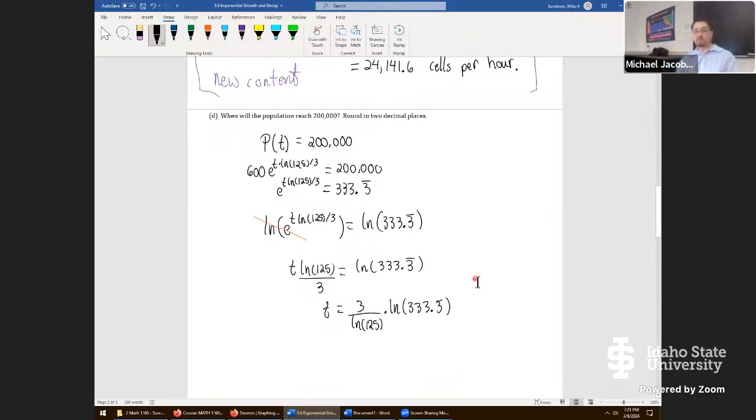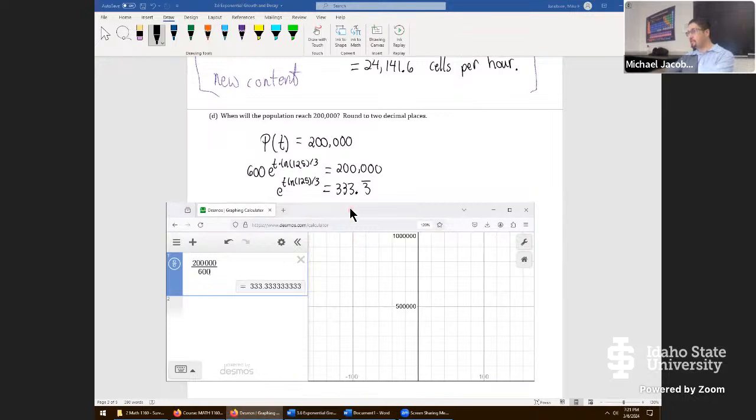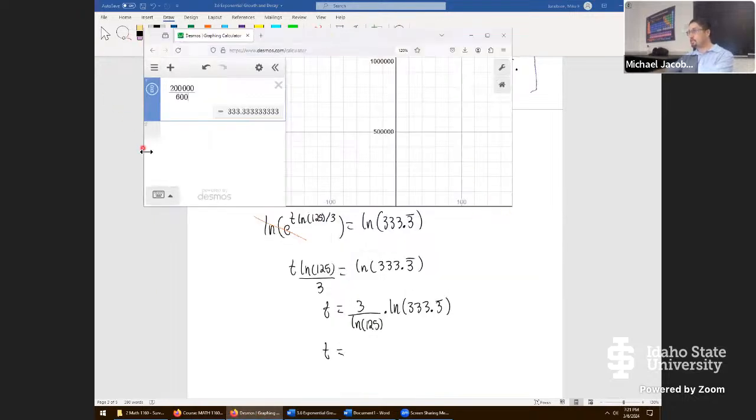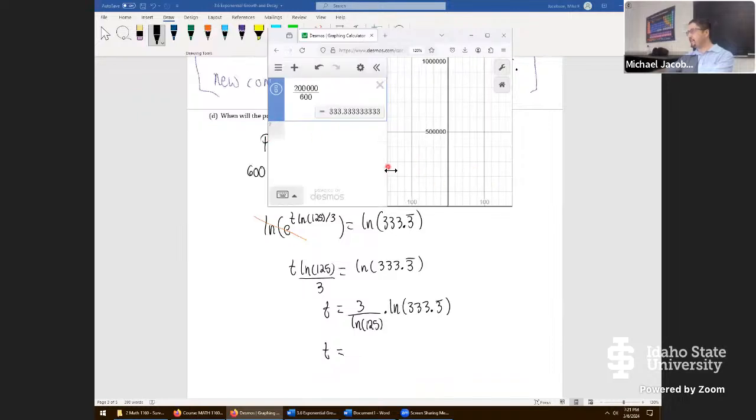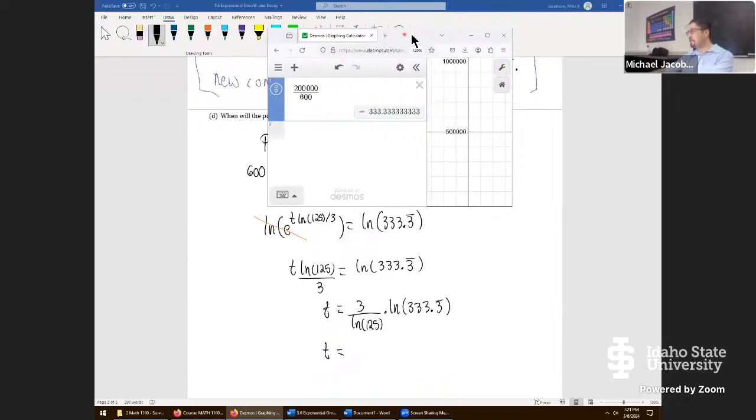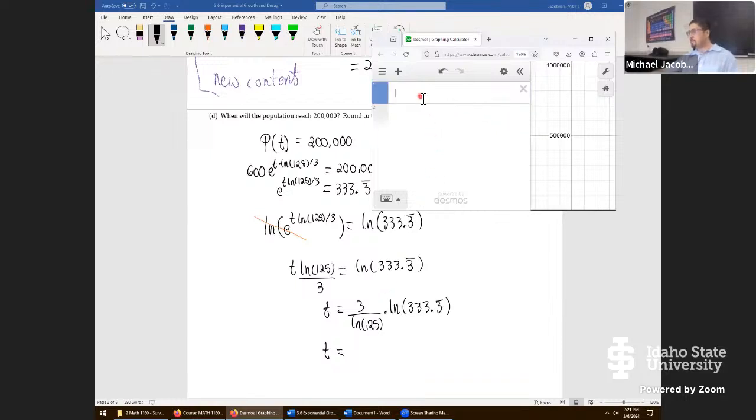But we have to actually crunch this out. So this is our next step, plugging it into a calculator. Let's do this one carefully. It's now just more of a calculator, not a graphing tool. So first, let's put in this fraction, 3 over natural log 125. Then multiply by natural log 333.3. Now, this is a good opportunity where we should say, you have to be really careful about the numerical values of this kind of stuff.